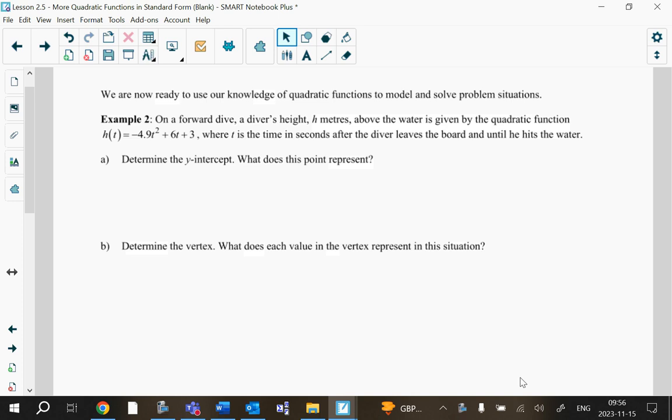Tell me some properties of quadratic functions. Tell me some properties you're asked to list. Domain, range, vertex, axis of symmetry, y-intercept, maximum or minimum. That's the one.